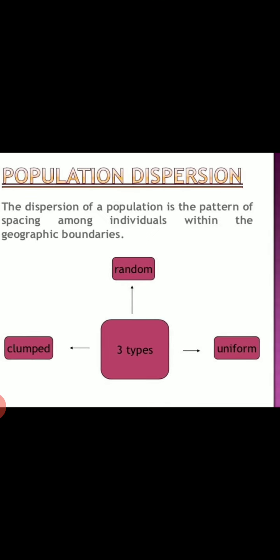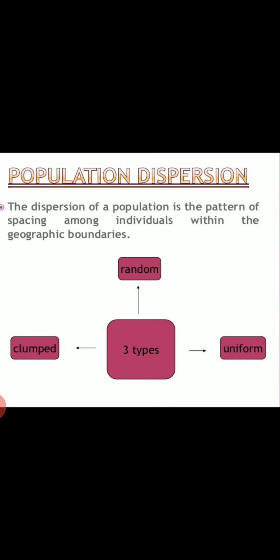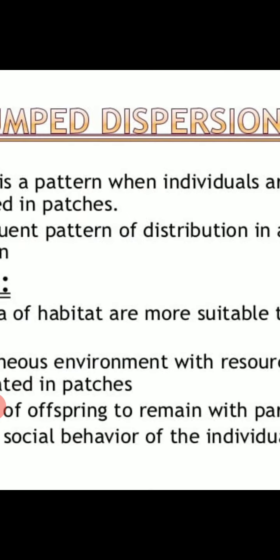And next is population dispersion. The dispersion of a population is the pattern of spacing among individuals within the geographic boundaries. And there are three types of population dispersion. One is random, another one is clumped, and another one is uniform. So we have to study these in detail.